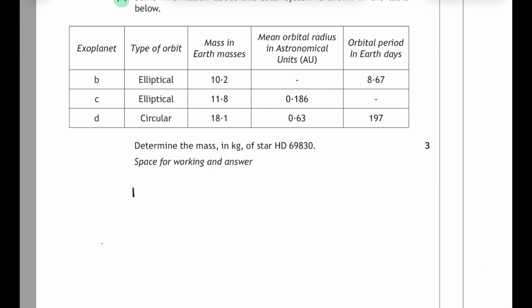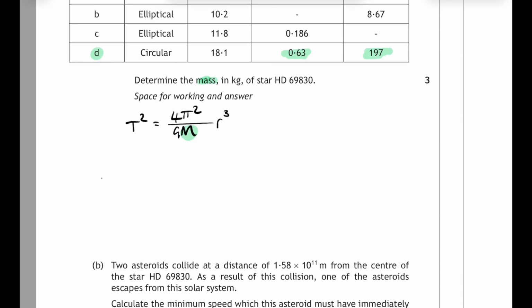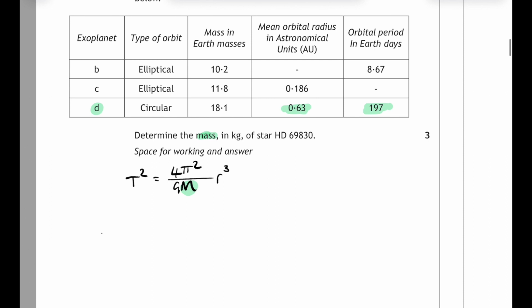So let's write that down again. T squared equals 4 pi squared over GM times r cubed, and it's M we're looking for. And we can use all the data for exoplanet D. So we've got the orbital period, that's T, although it's in Earth days, and we've got the radius, but it's in astronomical units. So what we have to do is work out what the period will be in seconds and the radius will be in meters.